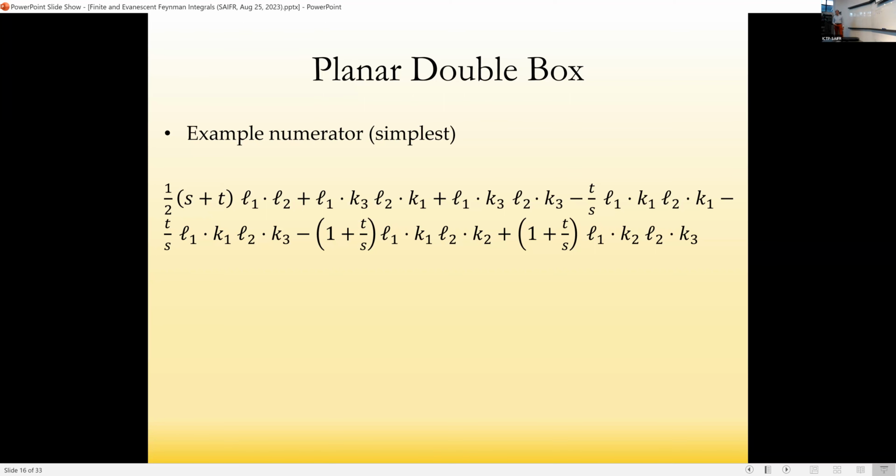So this has seven propagators, and if you put this particular numerator into it, then you'll get a finite integral.